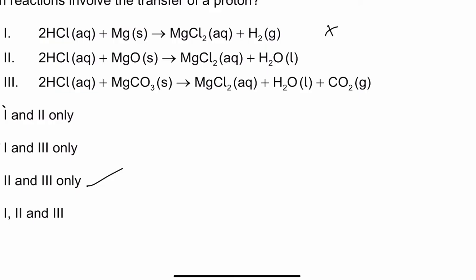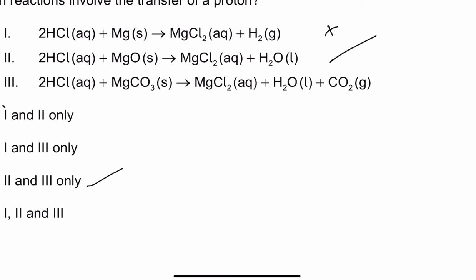Now, the oxide ion from MgO in this case is acting as a base, and it's going to react with the protons from HCl, forming water. And this is just a regular, classic acid-base reaction, and it has a proton transfer. 100% that is going to be involved. So we know 2 is one of the right options.